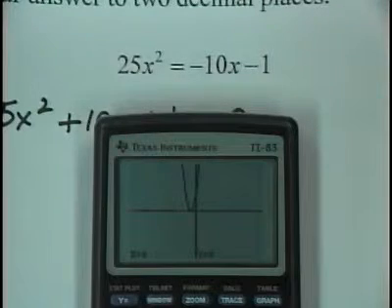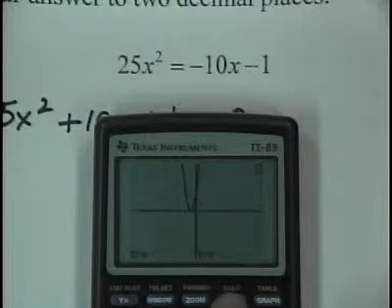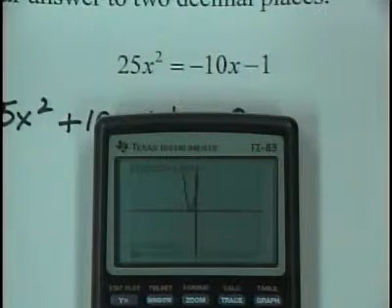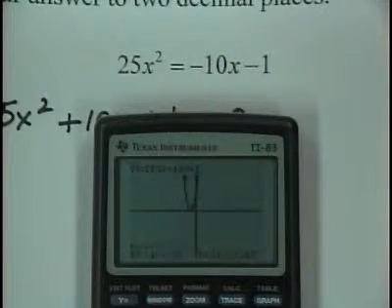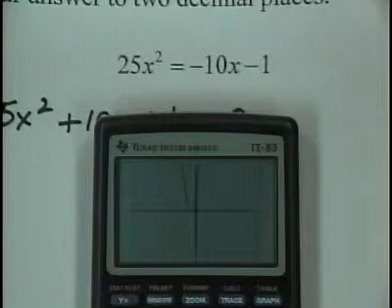Right here on the x-axis or the horizontal axis. Let's run our second calc 0 option. I'll want to move the cursor to the left of what I think is a 0 and then to the right, and then enter and use the calculator's guess.